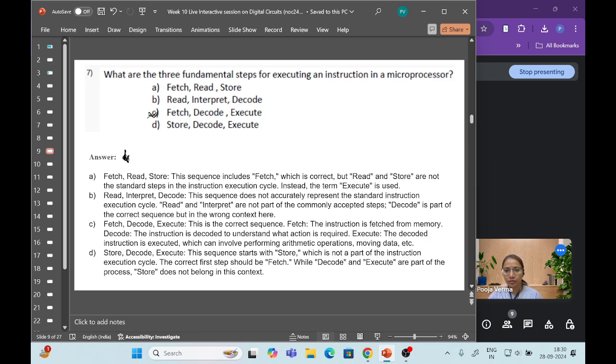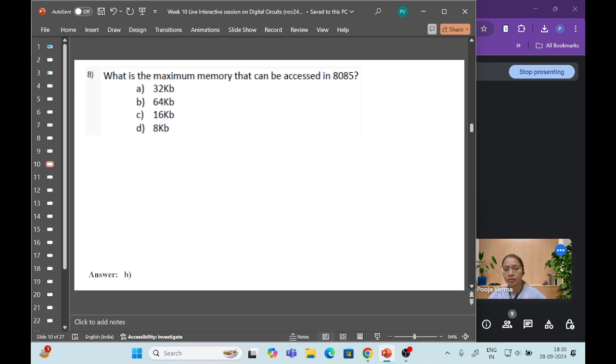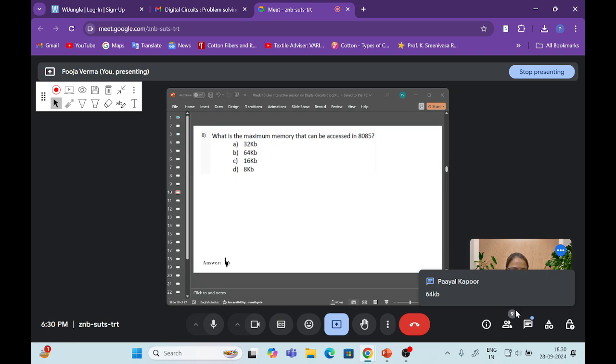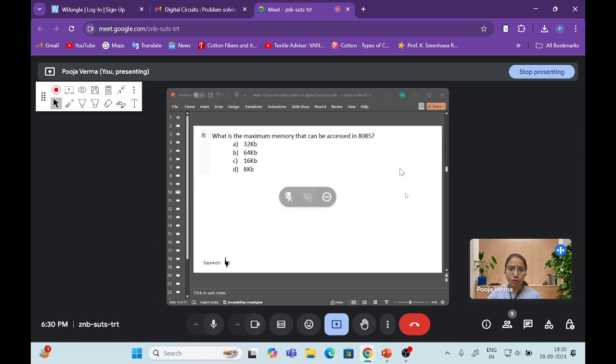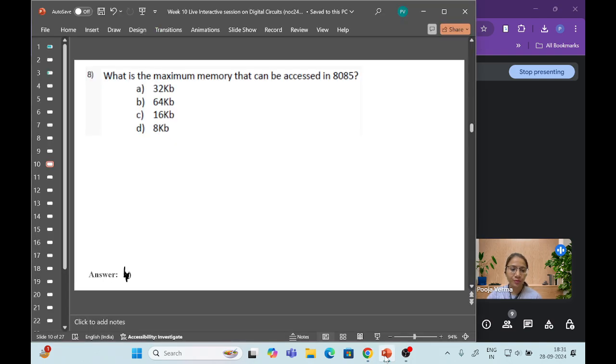So now next question is, what is the maximum memory that can be accessed in 8085? Anyone of you want to answer? How can we know what the maximum memory is that can be accessed by 8085?